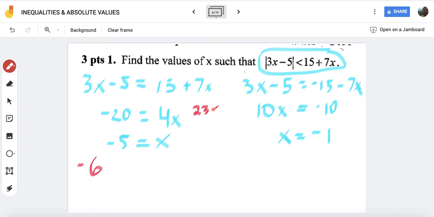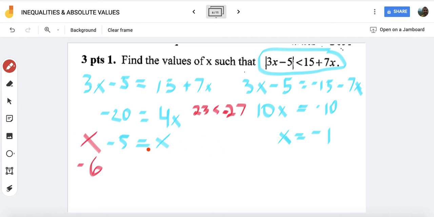And we're going to see if that's less than. If I plug in the negative 6 here, negative 6 times 7 is negative 42. Negative 42 plus 15 is like negative 27, and this is not true, right? Okay, now I'm going to test a point, so it's not true over here.